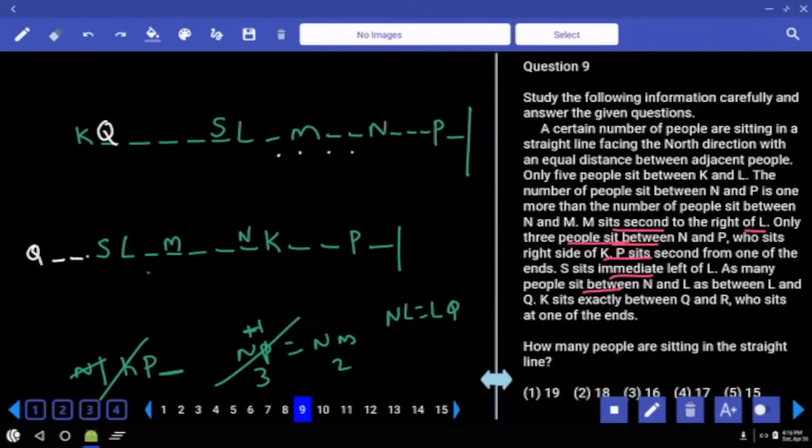There must be 4 people between L and Q. Clear? L and N, L and Q. Then K sits exactly between Q and R. K is exactly between Q and R.